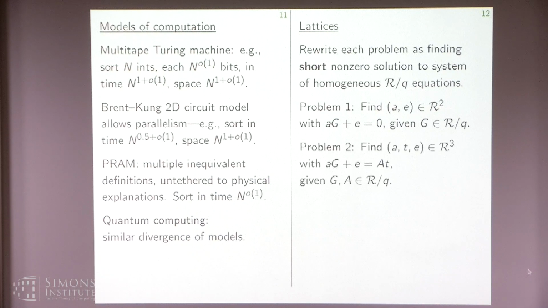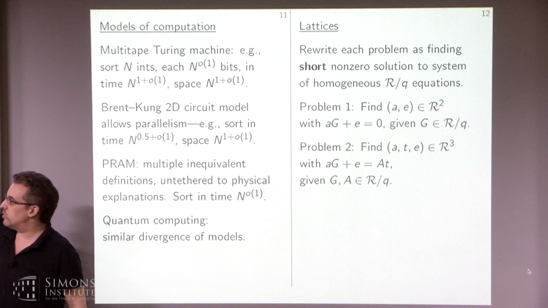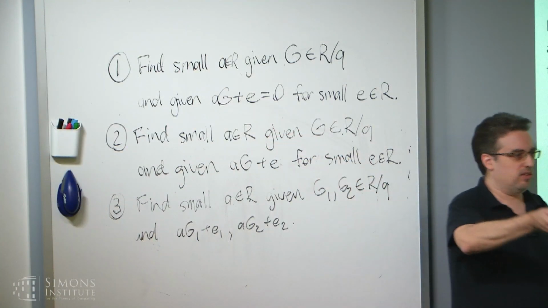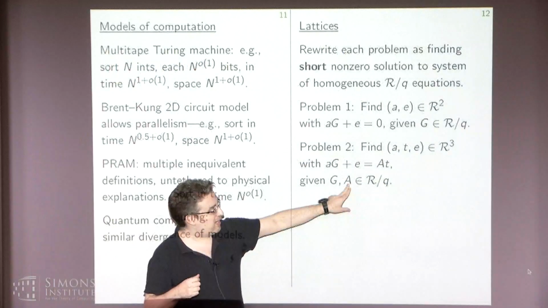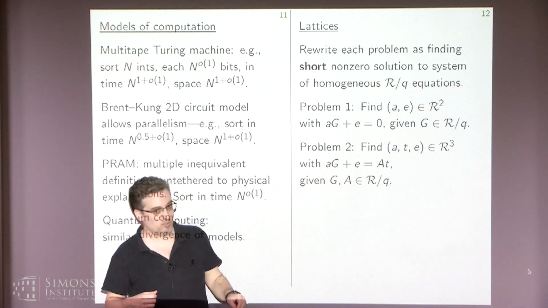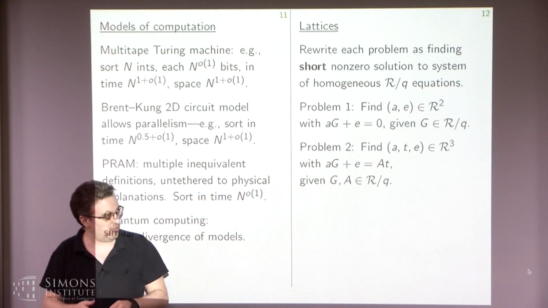Then, as always, is problem 2. The difficulty here is this word homogeneous. Problem 1 was given as a homogeneous equation, AG plus E equals 0. But for problem 2, you'd want to say, find an A and an E which have AG plus E equal to this other thing we're given, but that's not homogeneous. It's inhomogeneous. So clever mathematics here: you homogenize, put in an extra variable, so now you've got a homogeneous equation, where the solution you're looking for, of course, is the short A, short E, and T equals 1.